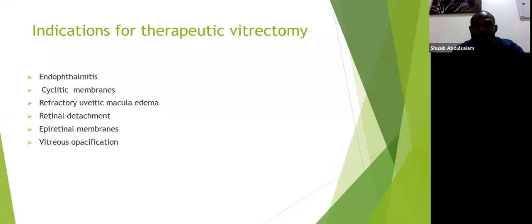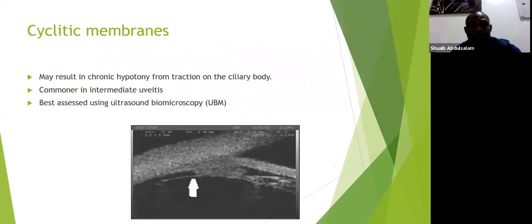There are so many of them. You have your endophthalmitis, you have your cyclitic membranes, especially in patients with intermediate uveitis. Then you have your cases of refractory uveitic macular edema, of course retinal detachments, epiretinal membranes, and your vitreous opacification. So briefly, let's look at cyclitic membranes.